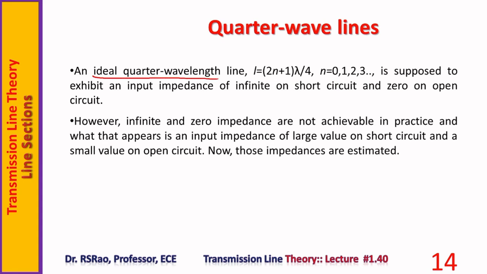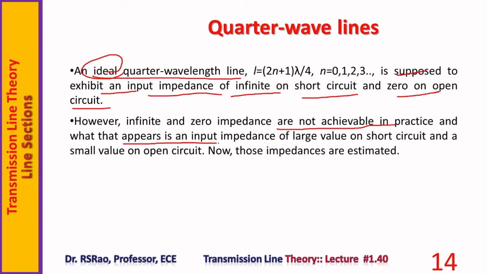An ideal quarter wave length line, L equal to 2n plus 1 lambda by 4, is supposed to exhibit an input impedance of infinite on short circuit and 0 on open circuit. However, infinite and zero impedances are not achievable in practice, and what appears is an input impedance of large value, not infinite, on short circuit and small value on open circuit. Now those impedances are estimated here.